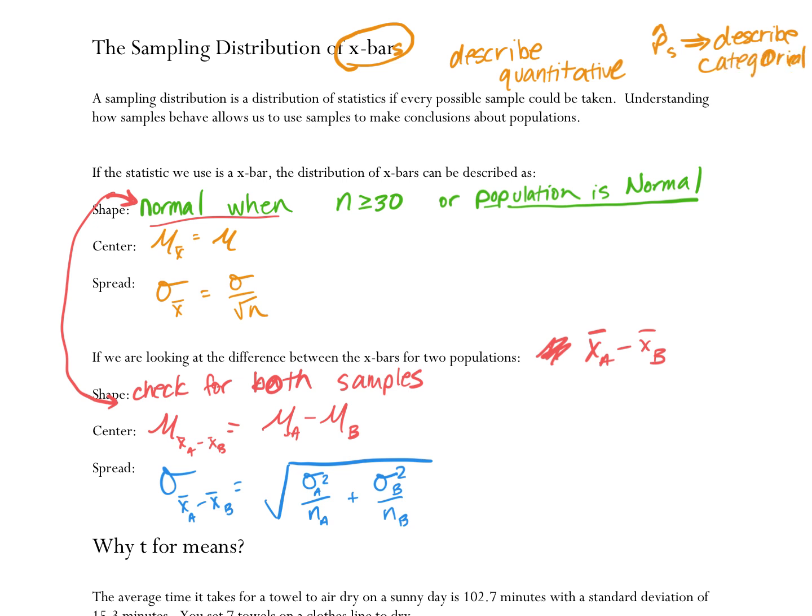And so as I'm going through and I'm trying to decide which sampling distribution do I want to use? I want to use the one that describes the type of variable I have, okay?